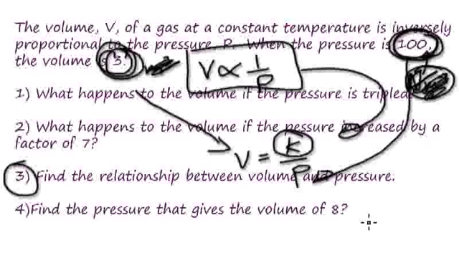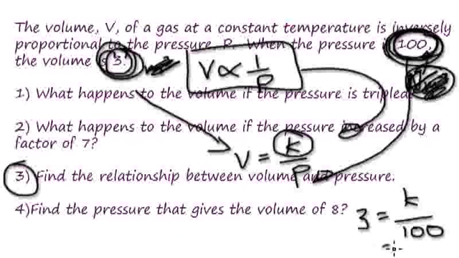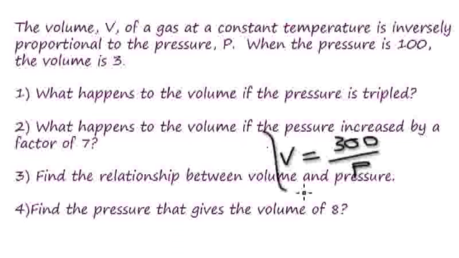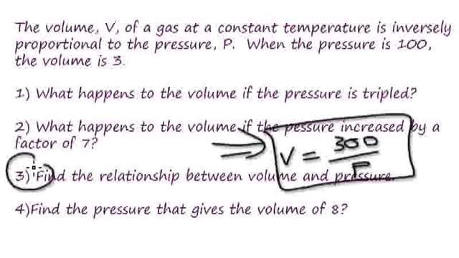So this would be V is 3, equals K over the pressure, which is 100. So put it in here. So K equals 300. Okay, so our relationship, find the relationship: V equals 300 over P. So this is our relationship. This is our answer to question 3.